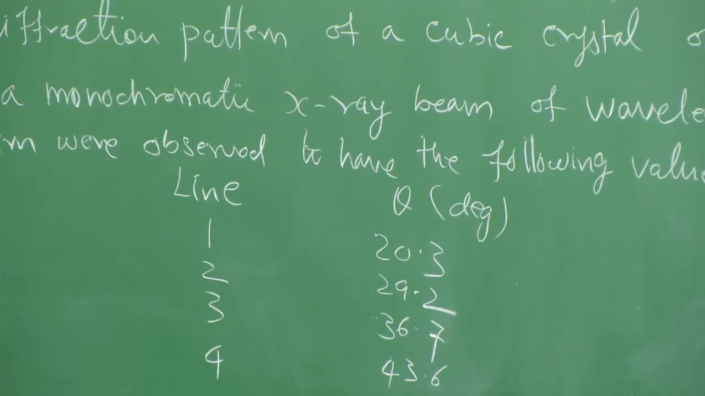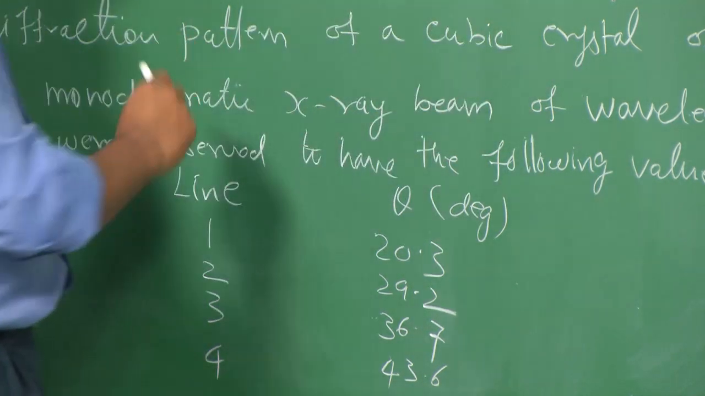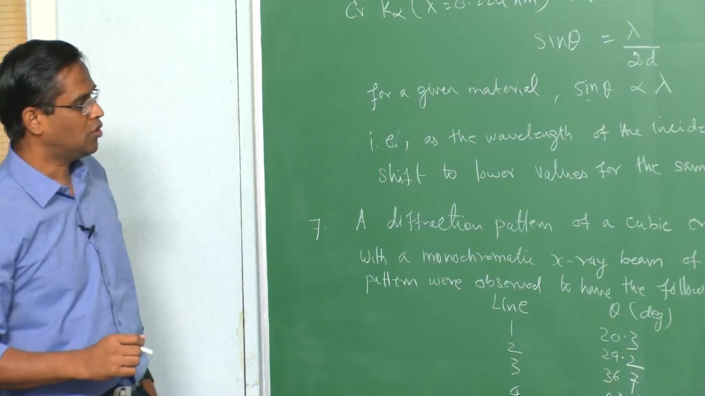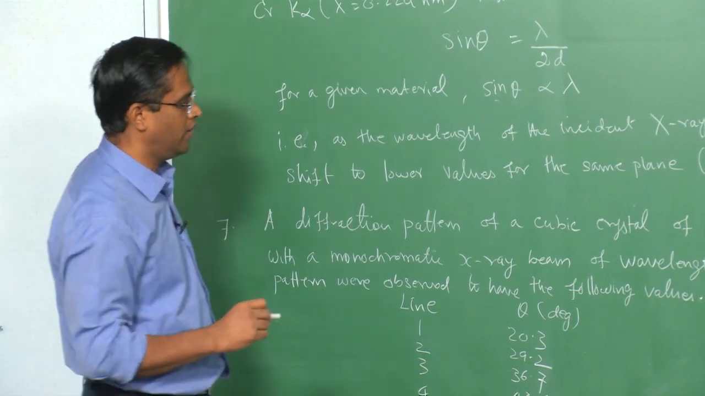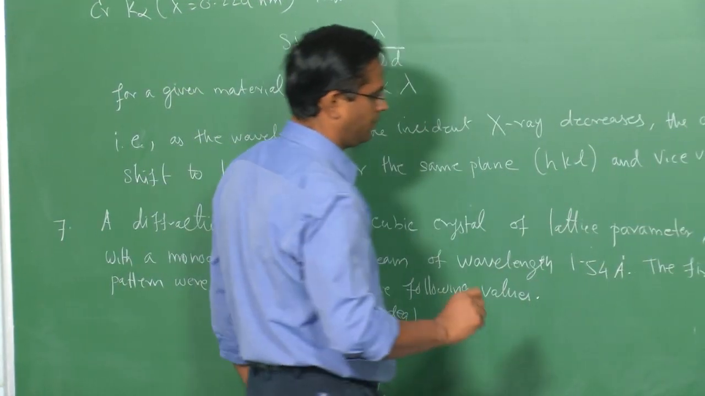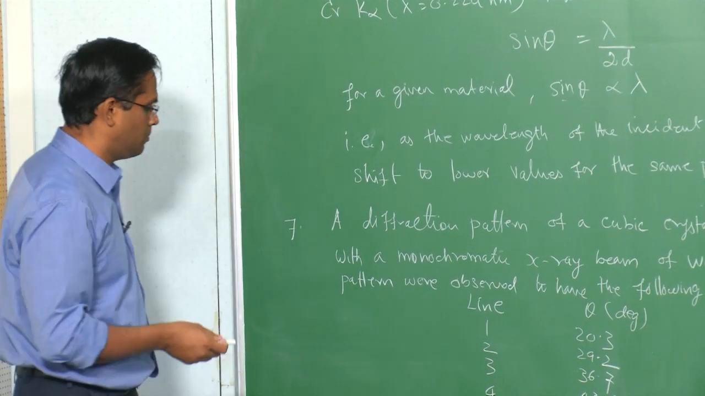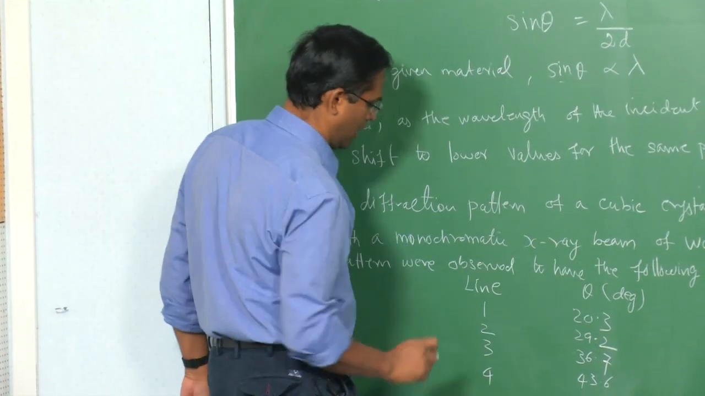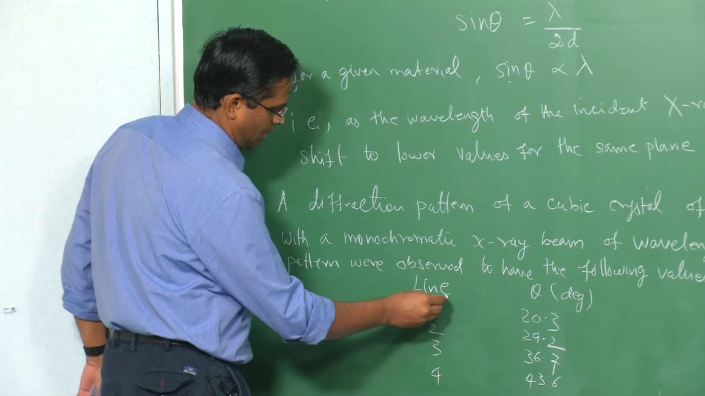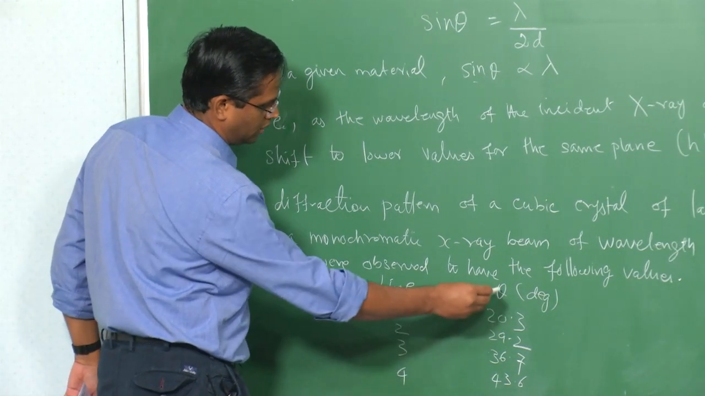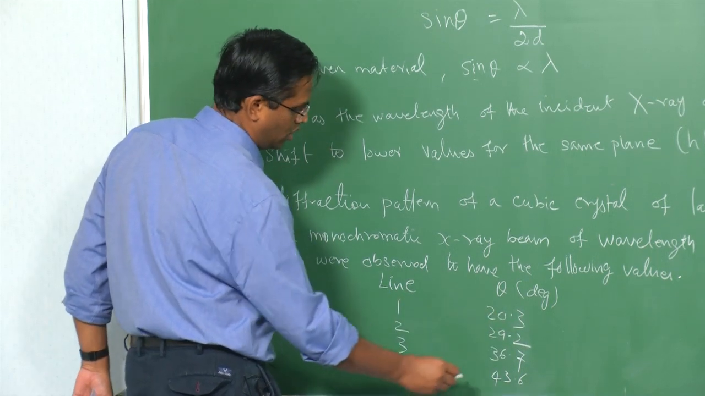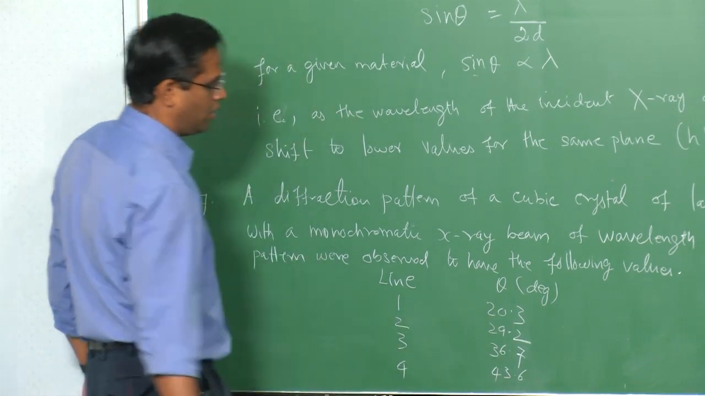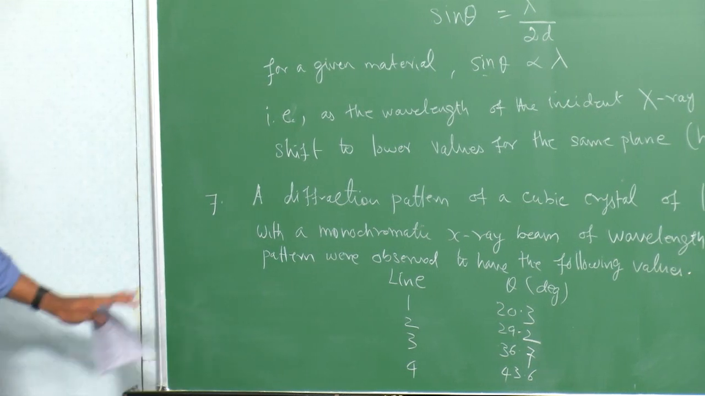So, the question reads like this: a diffraction pattern of a cubic crystal of lattice parameter a equal to 3.16 angstrom is obtained with a monochromatic X-ray beam of wavelength 1.54 angstrom. The first 4 lines on this pattern were observed to have the following values. These are lines number 1, 2, 3, 4, corresponding to theta values in degrees of 20.3, 29.2, 36.7 and 43.6.